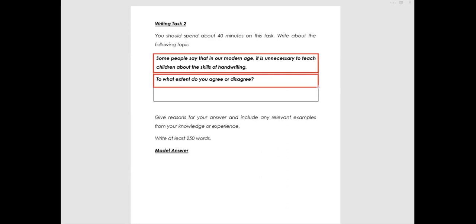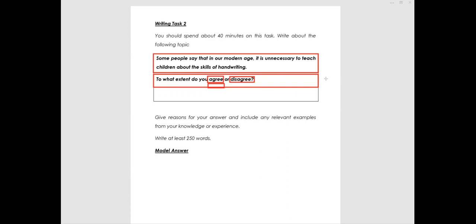So they're asking you whether you agree or disagree. Now it's up to you whether you agree with this statement or you disagree. You're free to choose any side, or you can partially agree with that. Partially means some part of the statement you agree with, but some part you disagree with.